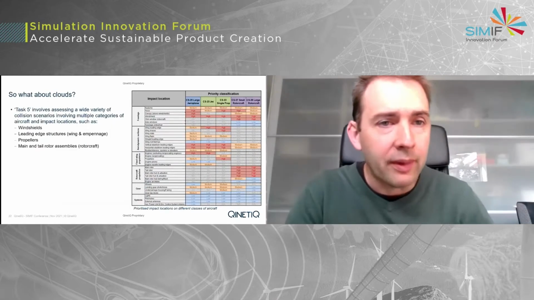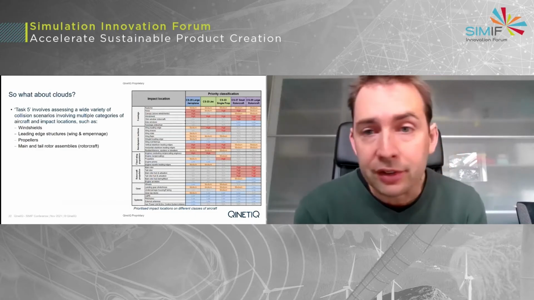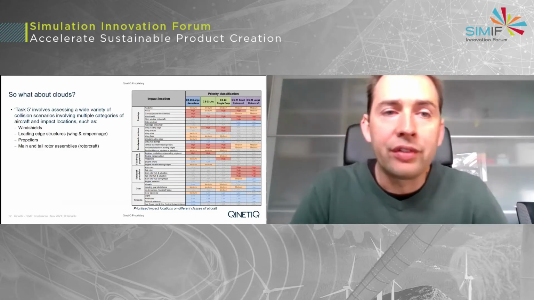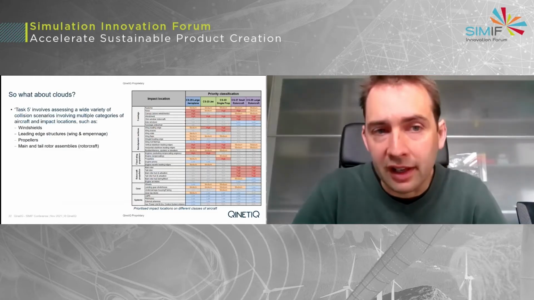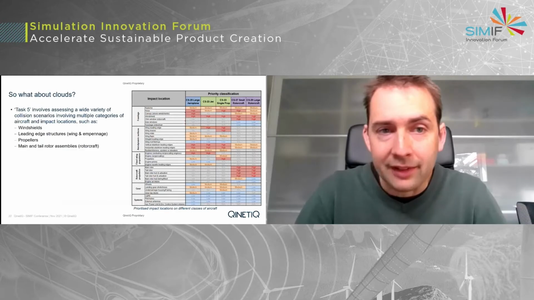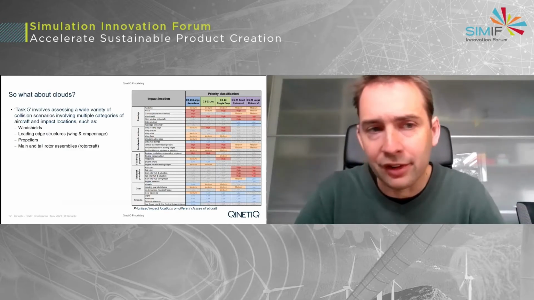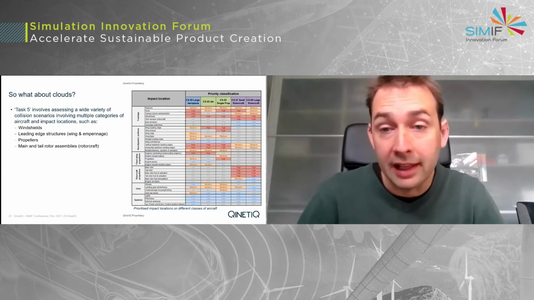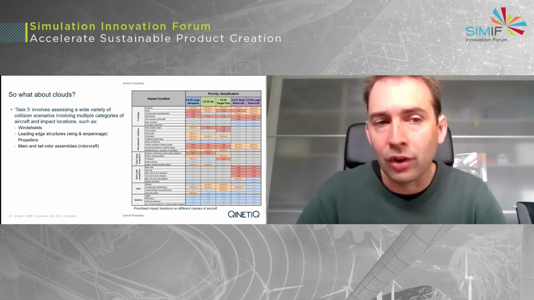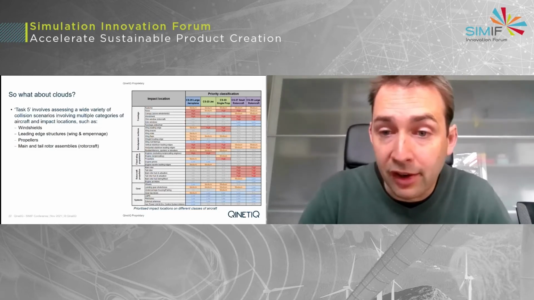So what's all this got to do with clouds? Well, the current activity we're up to, which is task 5 in the program, involves assessing a wide variety of different collision scenarios, involving multiple different drones, impacting different categories of aircraft on each of those different impact locations, which might include windshields, leading edge structures, propellers, or main rotors and tail rotors of rotorcraft. These were all down selected in an earlier activity.